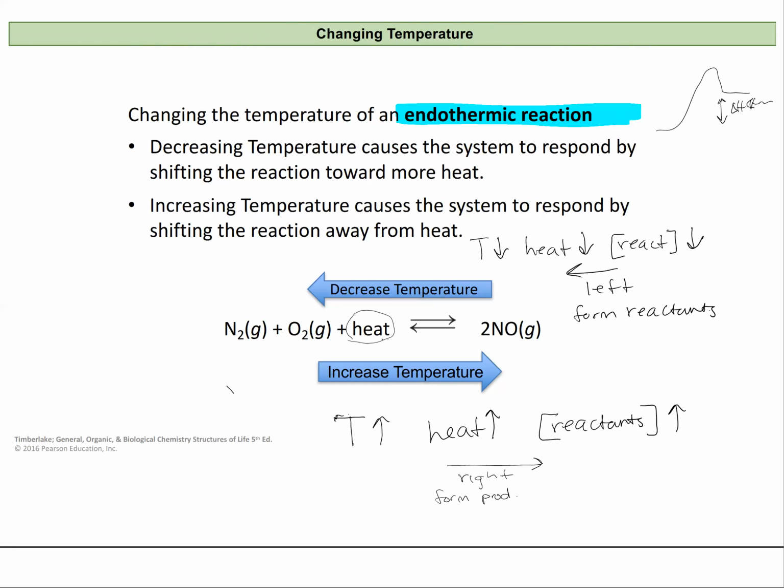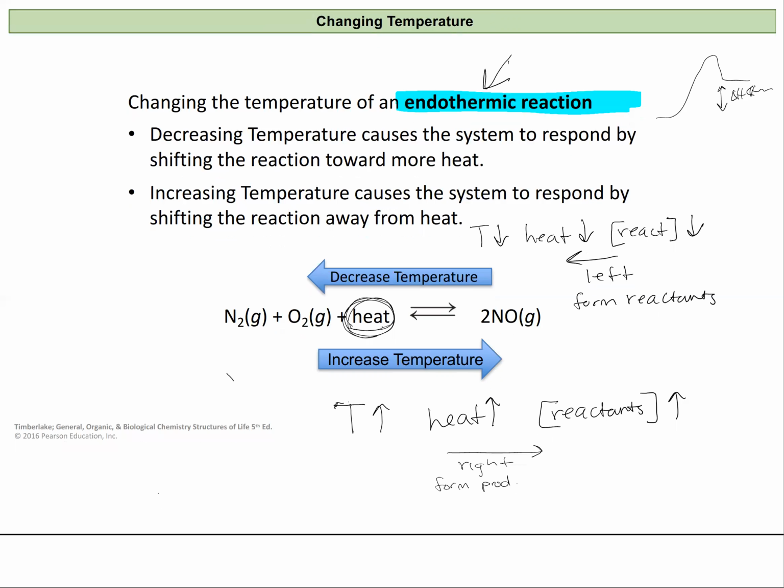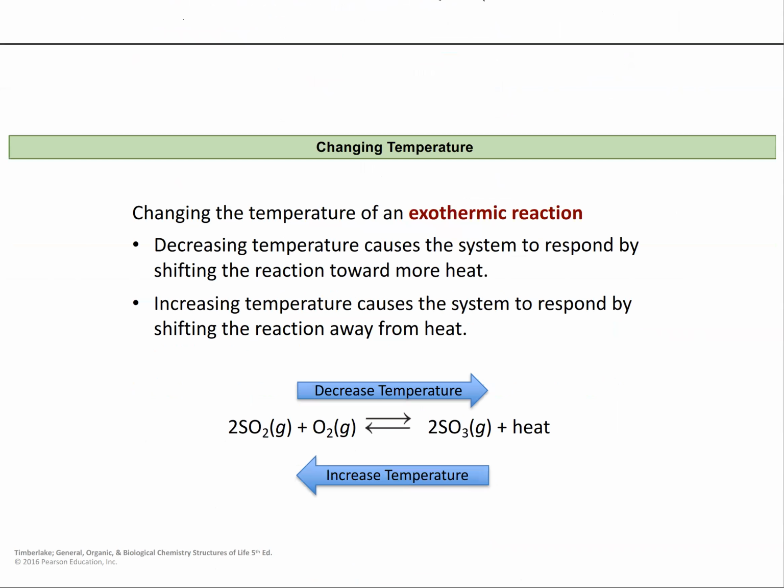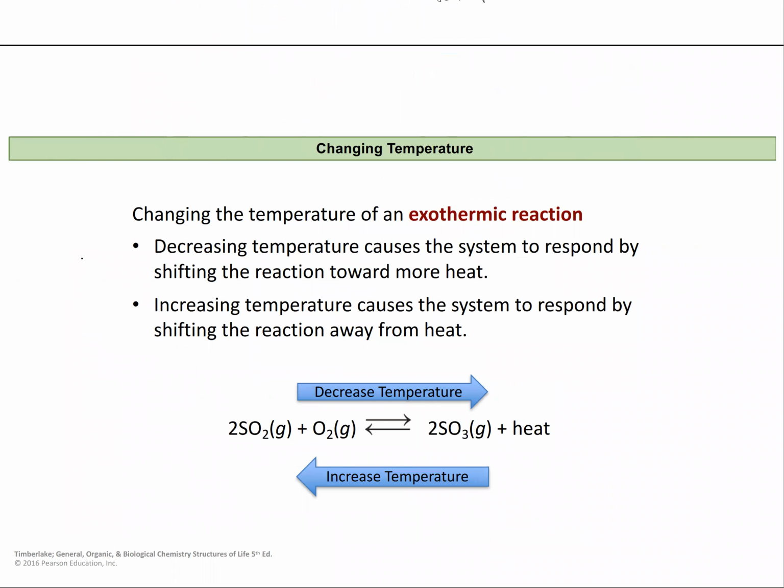So for temperature changes with Le Chatelier's principle, it's critical that you first identify if you're working with an endothermic or exothermic reaction, because that'll tell you whether or not to think of heat and temperature as a reactant or a product. And then you can follow the same guidelines that you used for reactant and product concentrations. So let's look at an exothermic reaction.